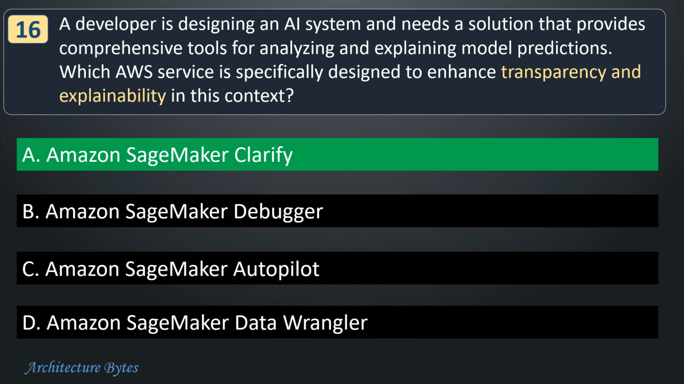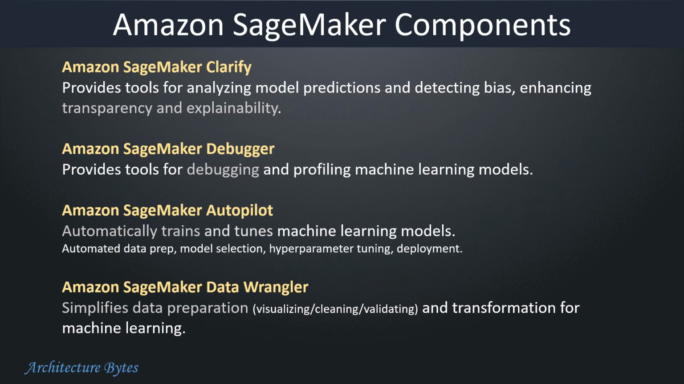Option A, SageMaker Clarify, is the right answer here. SageMaker Clarify provides tools for analyzing model predictions and detecting bias, enhancing transparency and explainability. SageMaker Debugger provides tools for debugging and profiling machine learning models. SageMaker Autopilot automatically trains and tunes machine learning models. SageMaker Data Wrangler simplifies data preparation and transformation for machine learning.